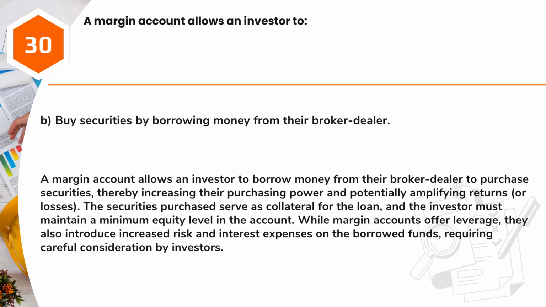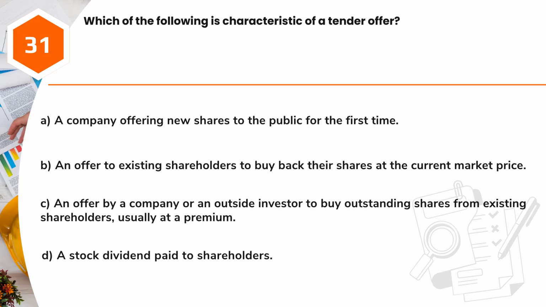Answer, B. Buy securities by borrowing money from their broker-dealer. A margin account allows an investor to borrow money from their broker-dealer to purchase securities, thereby increasing their purchasing power and potentially amplifying returns, or losses. The securities purchased serve as collateral for the loan, and the investor must maintain a minimum equity level in the account. While margin accounts offer leverage, they also introduce increased risk and interest expenses on the borrowed funds, requiring careful consideration by investors.